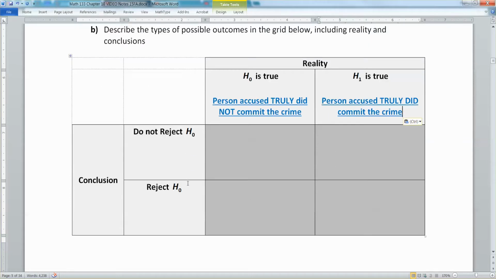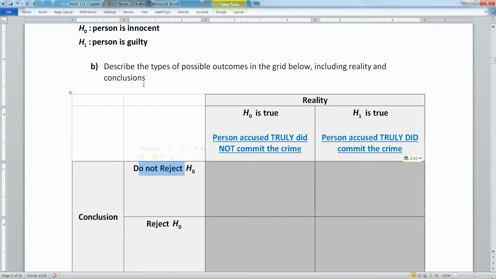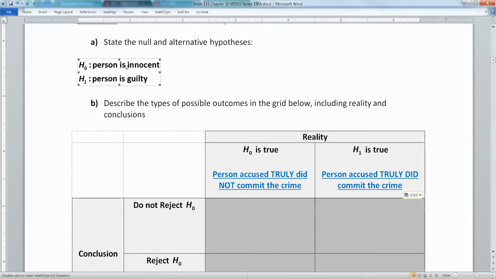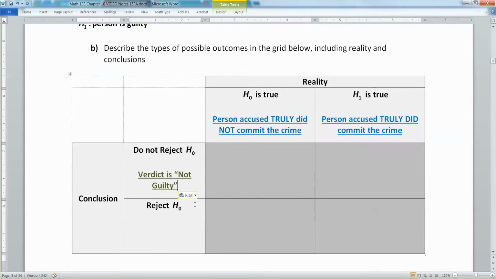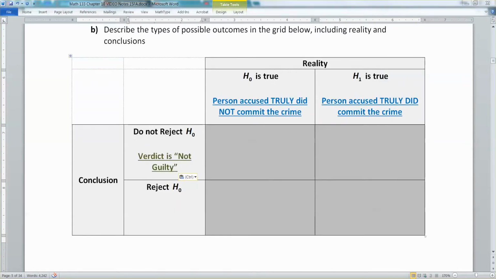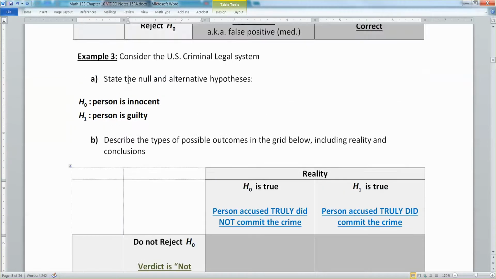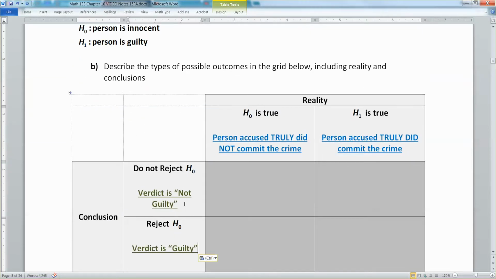Now, what are the possible verdicts? If I do not reject the null hypothesis, that means I'm letting the null hypothesis stand. And the null hypothesis is that the person is innocent. So I'm letting that go, and I would cast a verdict of not guilty. Not innocence. We do not guilty, and we'll talk more about that in a little bit. And if I reject that null hypothesis, if I reject their innocence, then I'm going to state that the verdict is guilty. Now, it's a verdict. I don't know the person is guilty. I think they're guilty within a reasonable doubt, or whatever the legal threshold is for this particular case.